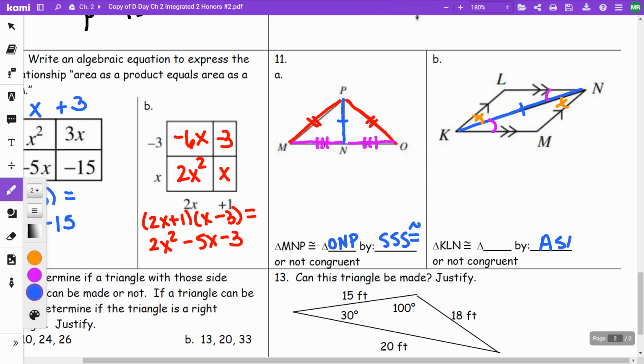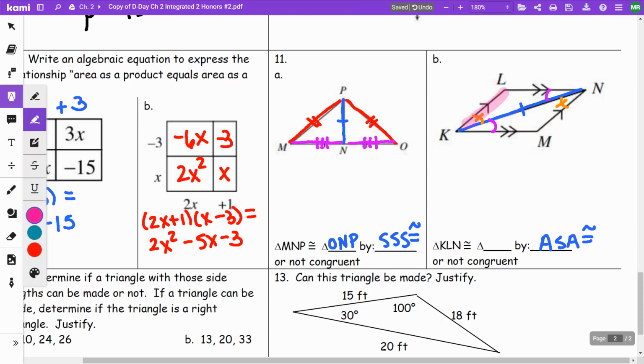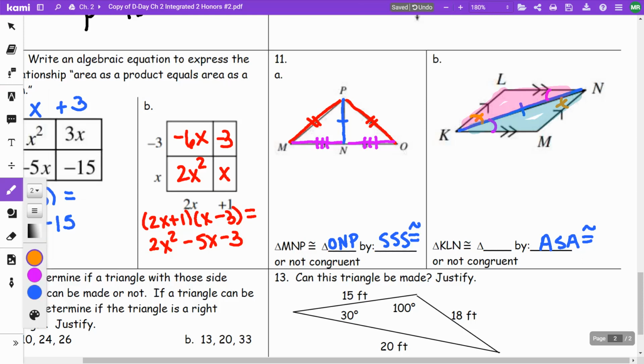And so when I'm looking at this, I'm going to have angle, side, angle. So angle, side, angle. And I have to be careful because if I'm looking at this triangle here that I'm doing in pink, and then this one that I'm doing in teal, KLN is my pink one. And what you want to be careful of is K, it has the orange one, and N has the orange one. So that's going to go with N. L is going to go with M. And then my N, which was this purple one, is going to go with this K, which is my purple one.